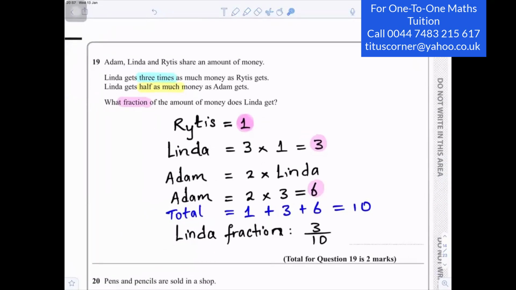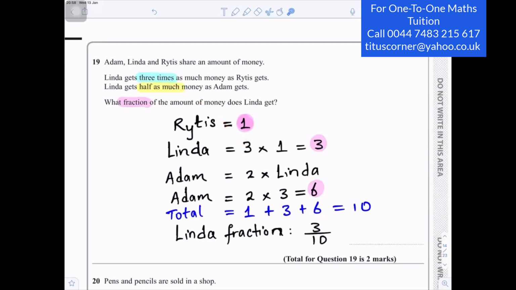Adam, Linda, and Righties share an amount of money. Linda gets 3 times as much money as Righties. Linda gets half as much money as Adam gets. What fraction of the amount of money does Linda get? So let's look at Righties, who gets the minimum. So if Righties gets £1, it says Linda gets 3 times. That's why I highlight this information in the question. It's very important. Linda gets 3 times what Righties gets.